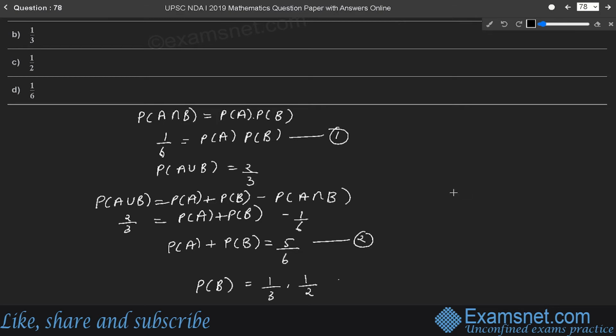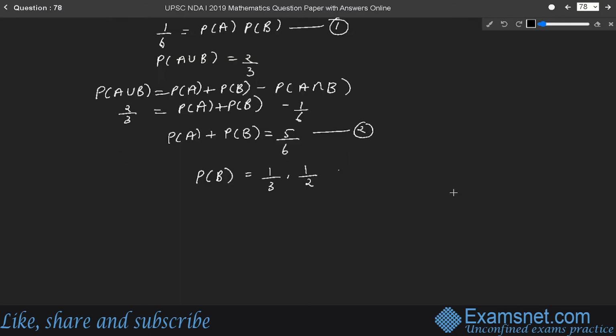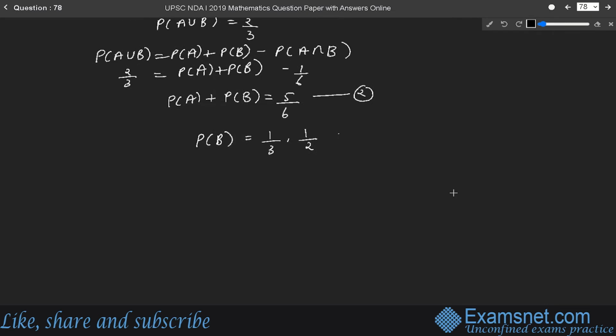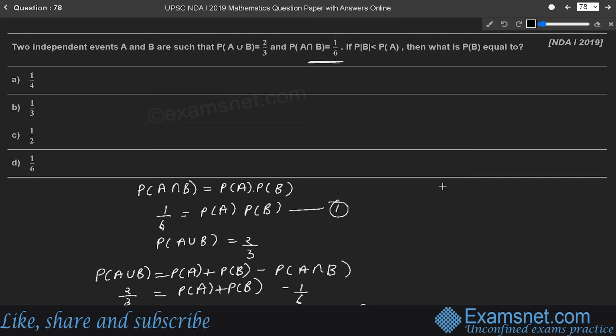Now, out of these two values, we will choose 1 by 3 because it is given that P of B is less than P of A. Therefore, option number B is correct, which is 1 by 3.